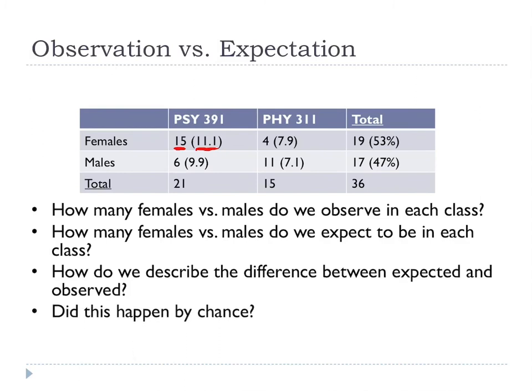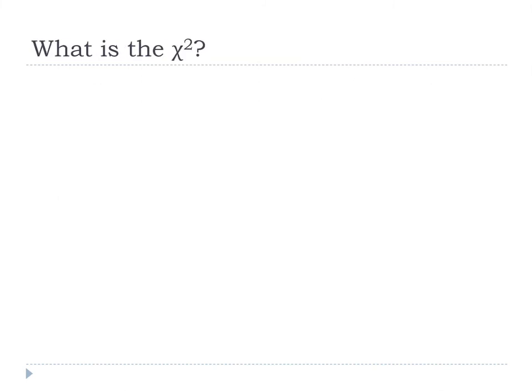So the question is, do these differences look like they happened by chance? In other words, that more females just happened to sign up for the Psych 391 class, but that it would even out in the long run? Or do these differences look like more than just chance? Well, this question of whether these differences happen by chance is what the chi-square is going to answer.